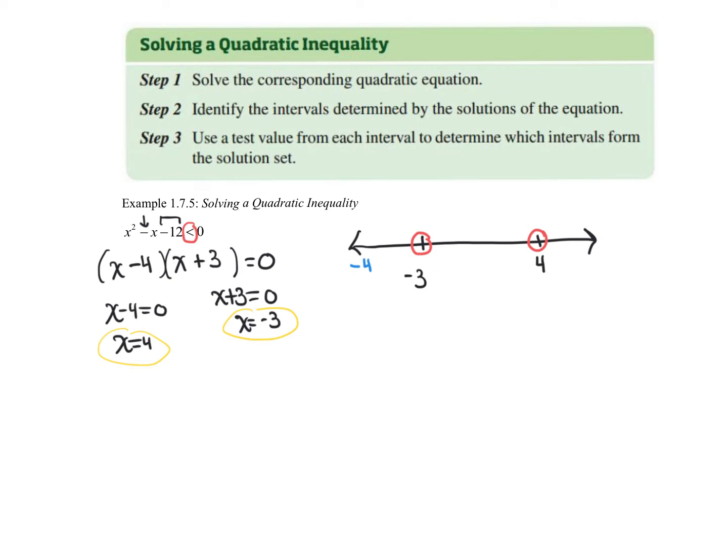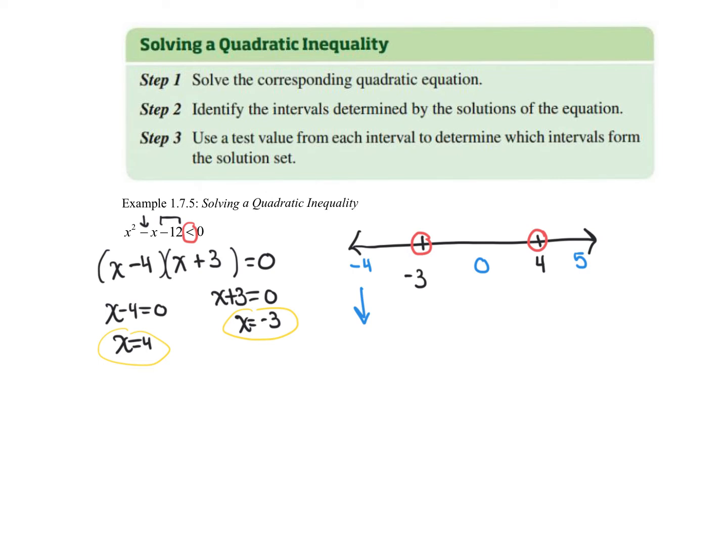In between negative 3 and 4, I can use 0. And honestly, you can use any number that is in that interval. I'm just picking what I think is the easiest. 0 is pretty easy to plug in. And then something bigger than 4 is 5. So then this is what we do.